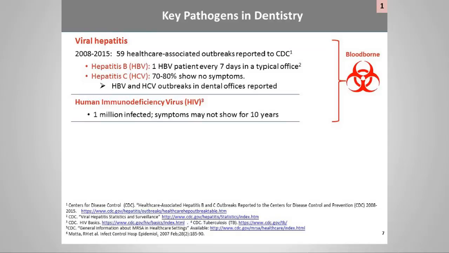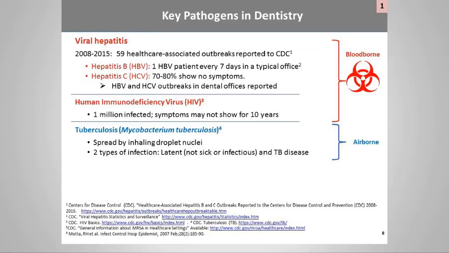Some of the key pathogens in dentistry include viral hepatitis. That would be hepatitis B and hepatitis C. Keep in mind that probably every one of you is seeing at least one hepatitis B patient a week in your office, maybe more. For hepatitis C, keep in mind that most people show no symptoms. 70 to 80% of them show no symptoms. And outbreaks of hepatitis B and C have been reported in dental offices. HIV, there's over 1 million people infected in the United States alone, and symptoms might not show up for over 10 years. So you think you're not seeing HIV patients, but you are.